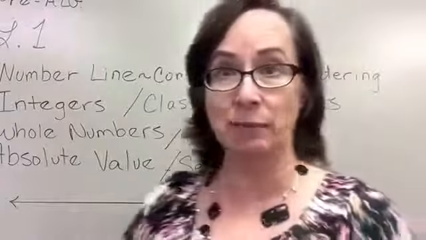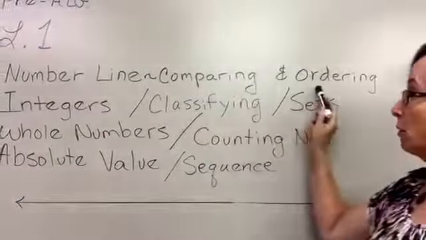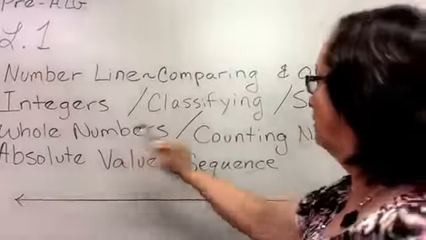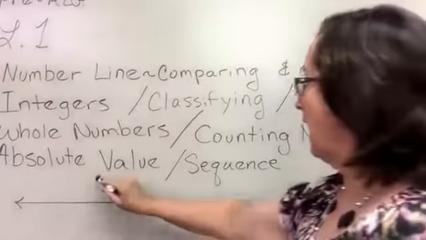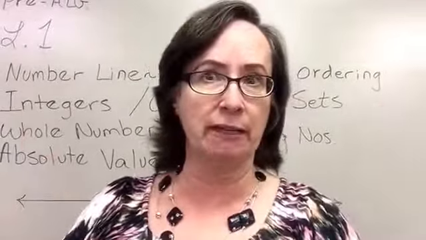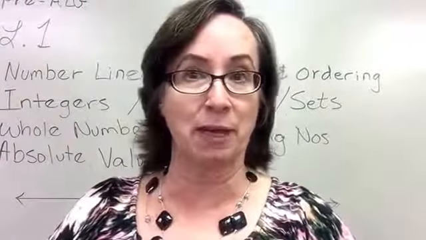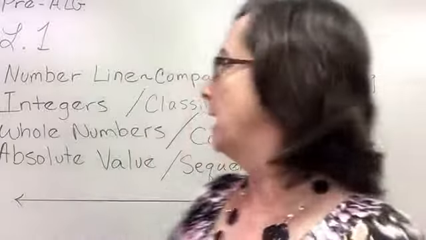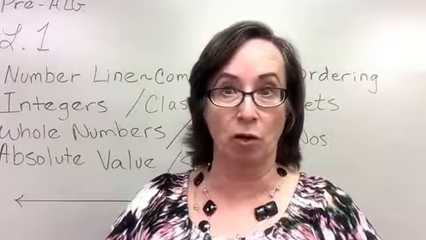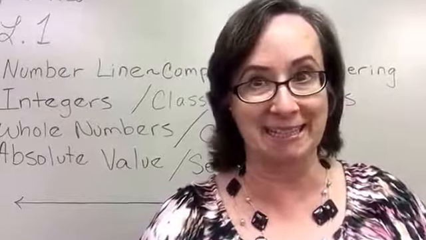So these are some things that we're going to be talking about. Number line, comparing and ordering, integers, classifying, sets, whole numbers, counting numbers, absolute value, and sequence. Some of those things you've already got up here. Some of them we're just going to be reviewing for you, and some of them maybe you're not so sure what they are. So I'm going to be going through and trying to explain everything so that you won't forget it. This is a very foundational lesson.